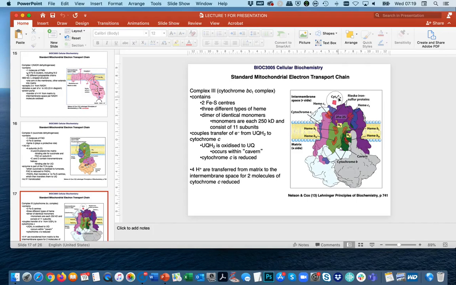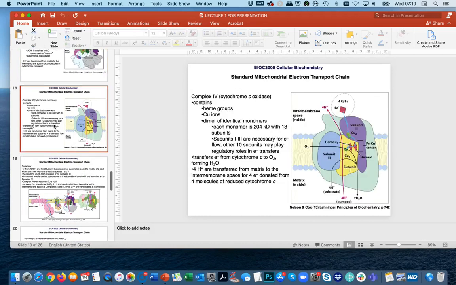Okay. As those electron transfers happen, we also see 4 protons moved from the mitochondrial matrix to the intermembrane space, and this is for every 2 molecules of cytochrome c that are reduced. Okay, so keep the stoichiometry in your mind. What's getting reduced? How many electrons are moving? How many protons are moving at these different complexes?